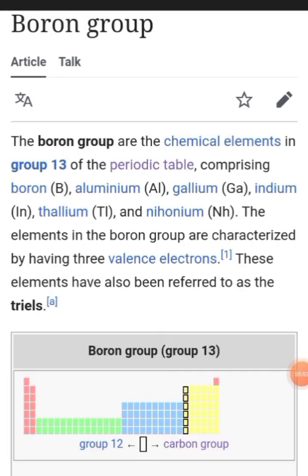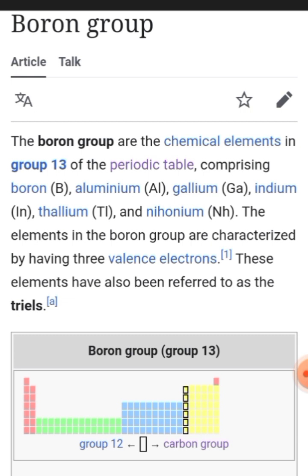The boron group, which is group 13, is seen as group 3A. Group 3A is listed as follows. The first one is boron, although they do call it a metalloid. It's part of the metalloids. Then we have aluminium, gallium, indium, thallium, nihonium.